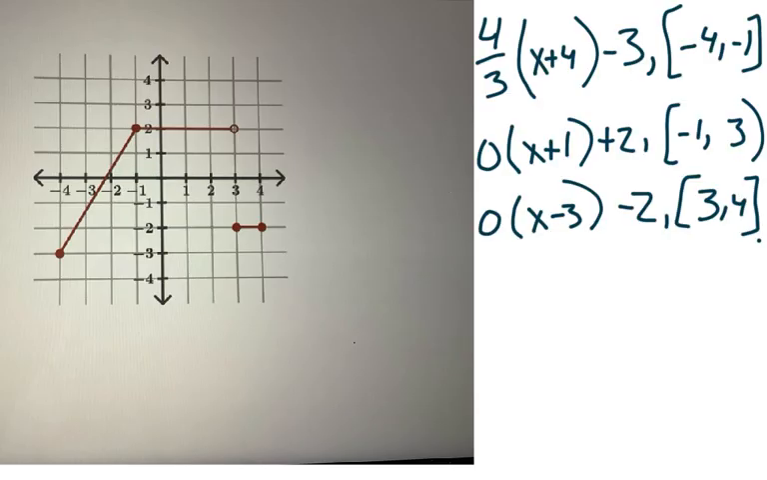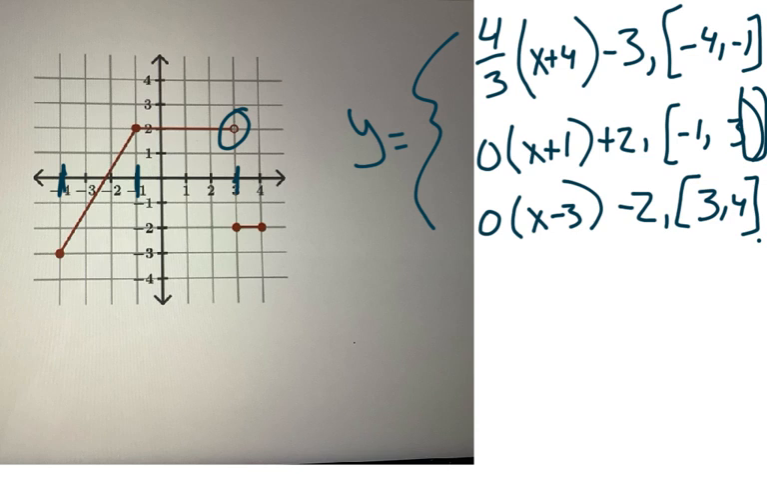Okay, let's see how you did. So there were 3 segments for our graph, so I have 3 equations here. I found the domain for each one. So my first one started at -4, ended when x was -1. My next one went from -1 to 3. My last one went from 3 to 4. So we can see our domains there. Open circle gives us a parenthesis.